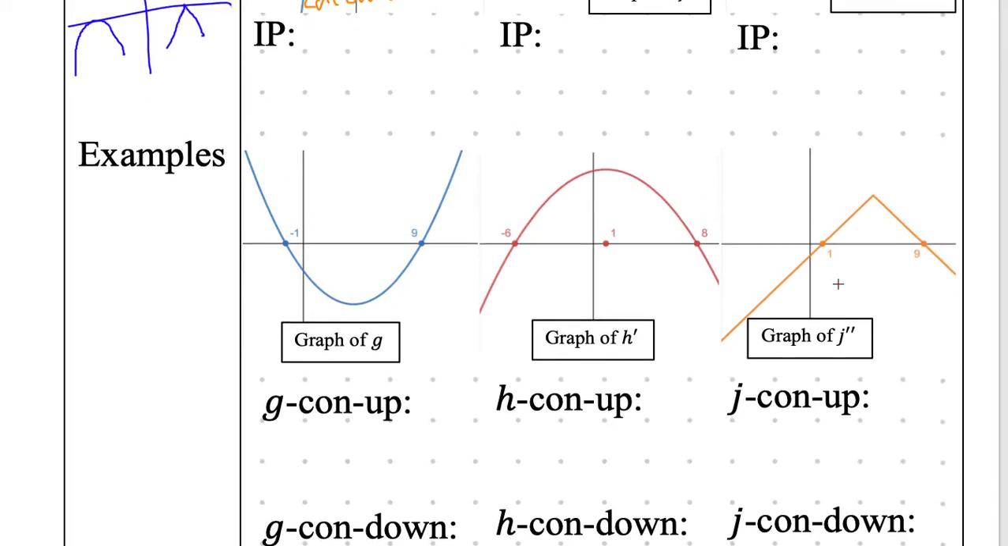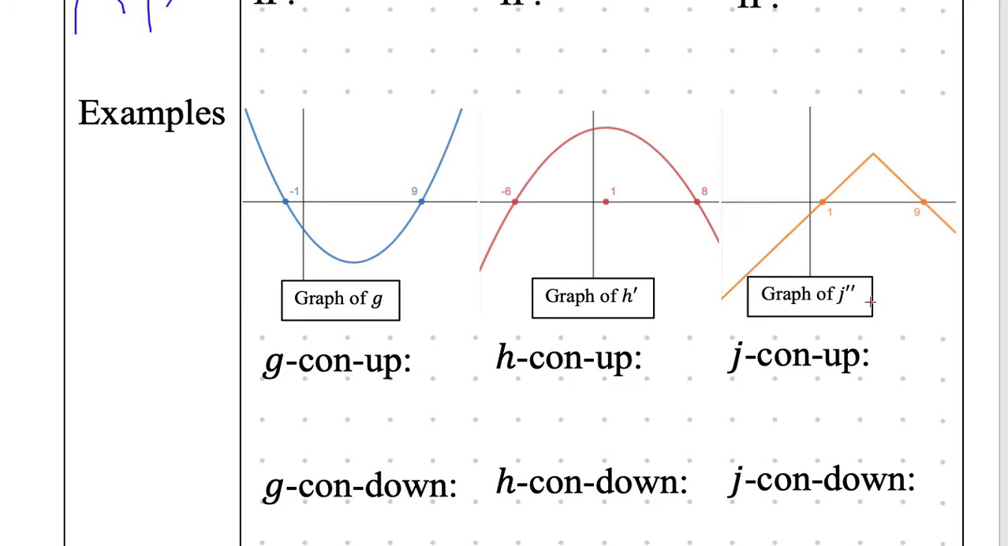These are kind of like homework problems. I have G, H prime, and J double prime, totally unrelated graphs now. So on a graph of G, where is G concave up? What is the definition of concave up, by the way? G double prime greater than 0. So where's G double prime greater than 0?